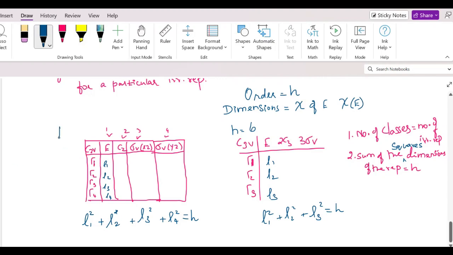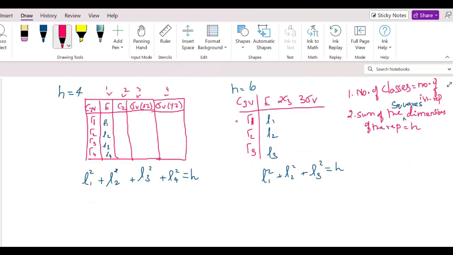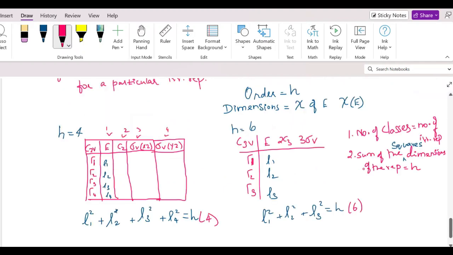What about here? The order here for C2v, all individual symmetry operations: E, C2, sigma V XZ, sigma V YZ. So 1, 2, 3, 4. 4 symmetry operations are there. So here it is supposed to be equivalent to 4, and here it should be equivalent to 6. Then we have to evaluate what could be L1, L2, L3. That will be seen during construction. So this is what the second rule says.